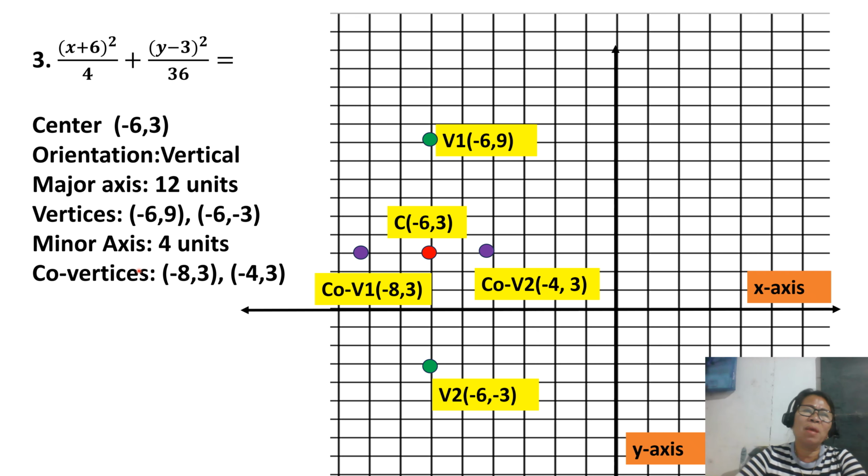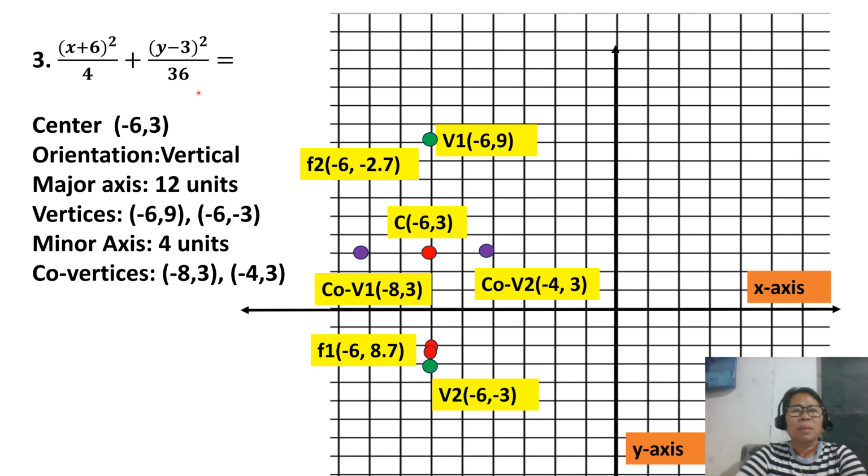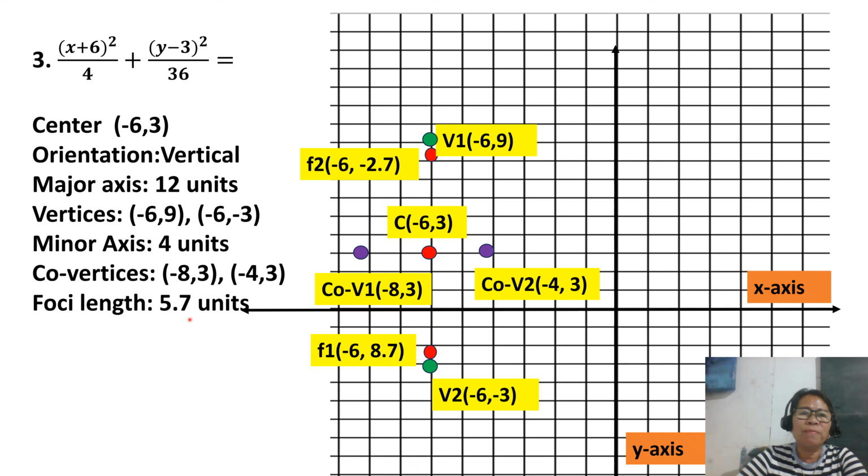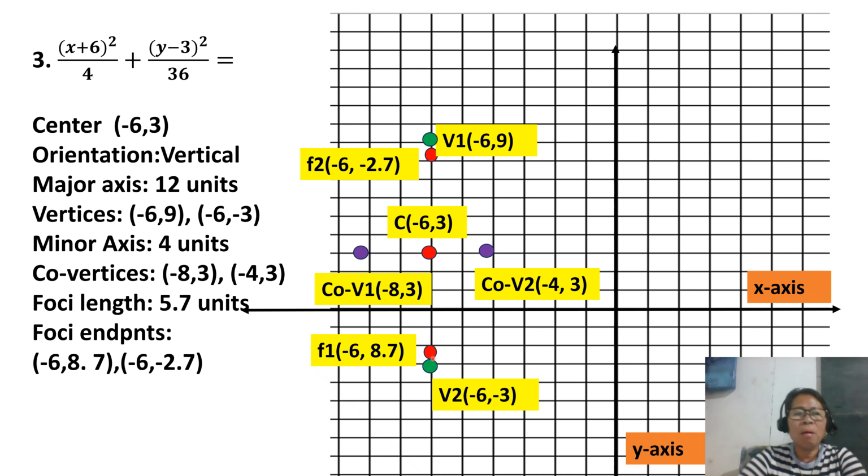The next to be plotted is our foci. So the foci length will be 36 minus 4, so 32, and the square root of 32 will be approximately 5.7, and that 5.7 will be on the major axis. So 1, 2, 3, 4, 5.7 approximately, and then 1, 2, 3, 4, 5.7 approximately. There are our two foci. So the foci endpoints are (−6, 8.7) and (−6, −2.7). So done plotting, we need to sketch the graph.